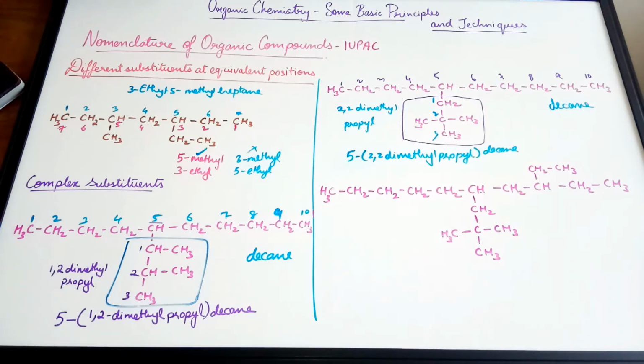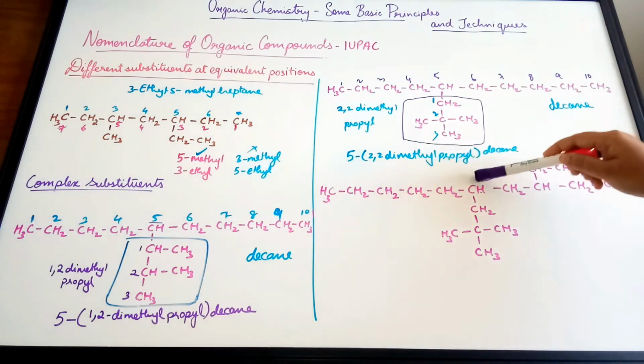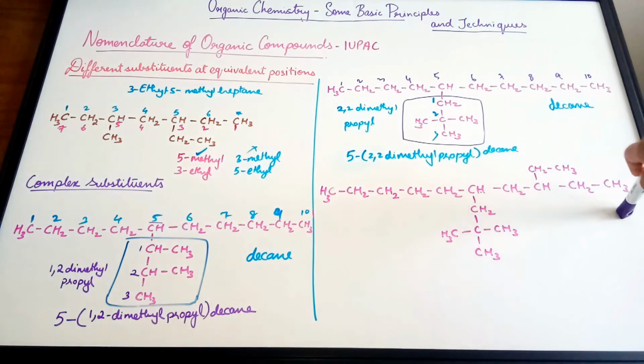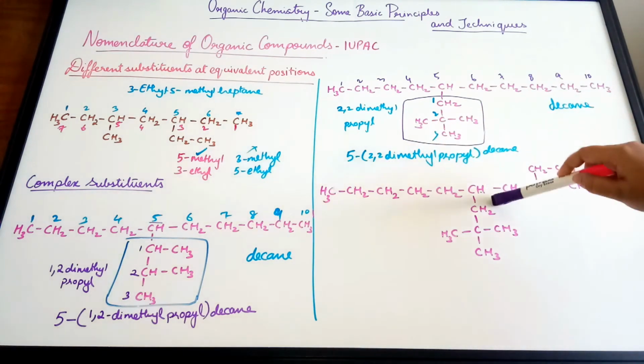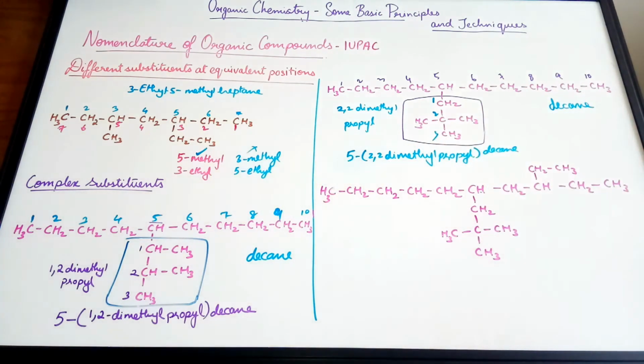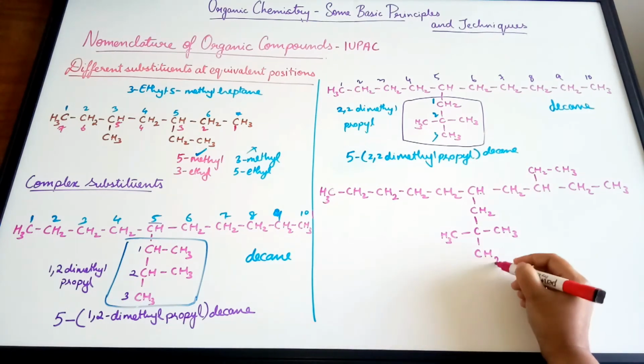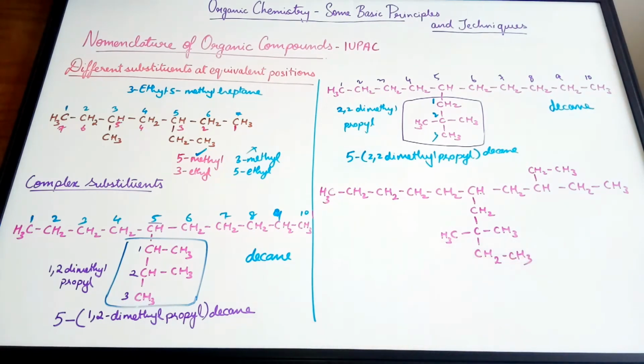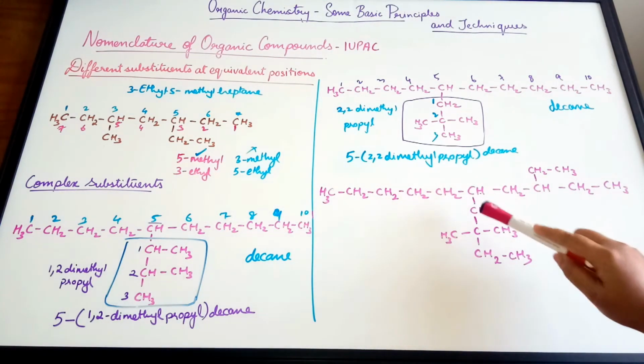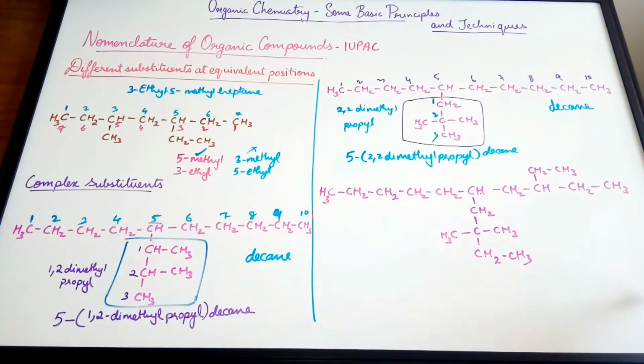The last example. Here you have 1, 2, 3, 4, 5, 6, 7, 8, 9 and 10. And then you have 1, 2, 3, 4, 5, 6, 7, 8, 9, 10. Okay, so this is 10 carbon atoms long. Now there are two chains which are possible.